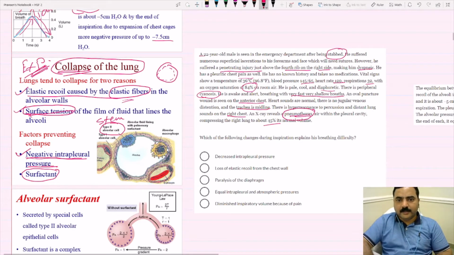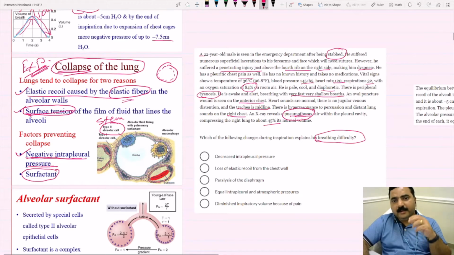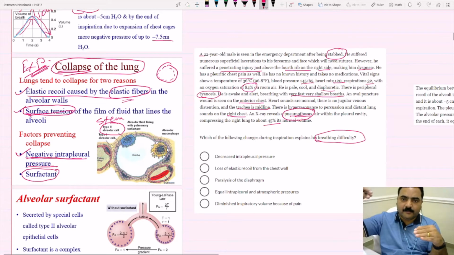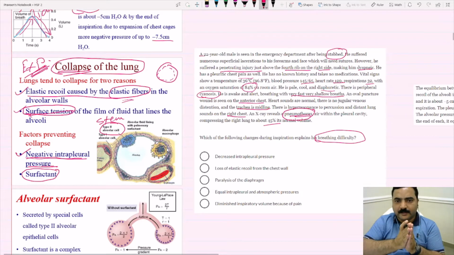Now the question is, which of the following changes during inspiration explains his breathing difficulty? Why is he having breathing difficulty? He is facing too much collapse of the lung. The lung is collapsed on the right side, which is what we call a pneumothorax. Why has this collapse happened? Because of the stabbing, air has entered from the atmosphere into the intrapleural space between the two pleura, and this has abolished the negative intrapleural pressure.